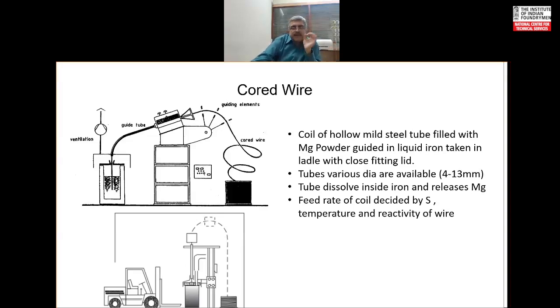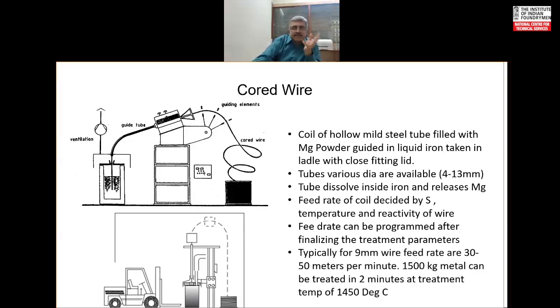The feed rate of the wire is decided by the amount of sulfur, the temperature of the metal, and the composition of the mix which is being used in the wire, so I said the reactivity of the wire. The feed rate can be programmed into the computer after finalizing all the treatment parameters. Just as an example, typically for a 9 mm wire, a feed rate of about 30 to 50 meters per minute is required for 1500 kg metal treatment, and treatment gets over in 2 minutes at a temperature of 1450 degrees centigrade.